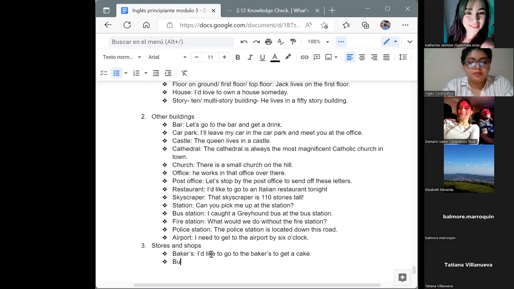Then we have the butchers. Estos son los carniceros. Can you pick up a pound of hamburger from the butchers? En este caso lo estamos haciendo como la pertenencia, o sea, la persona que hace el oficio de. Entonces sería como la tienda del carnicero, la tienda del panadero. Sí se les pone otros nombres, pero en este caso sí lo vamos a hacer como la pertenencia de la persona. Then we have the department store.